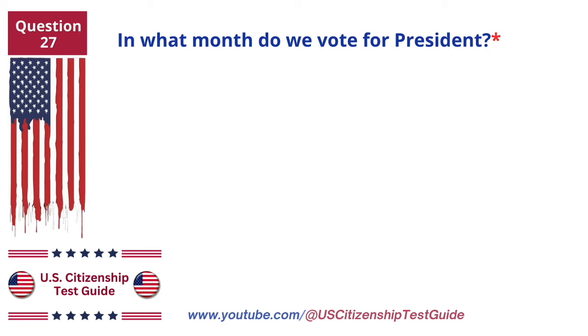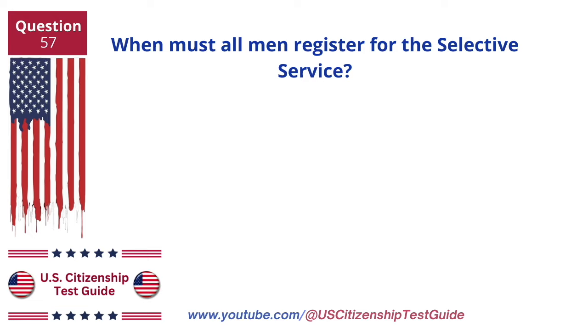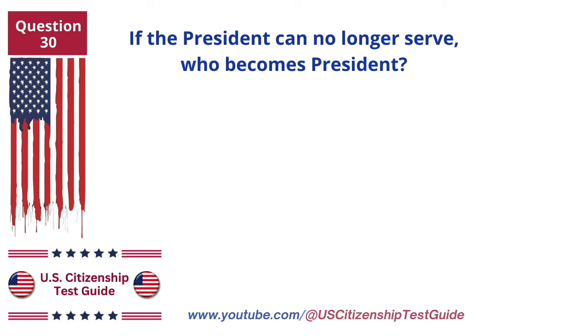In what month do we vote for president? November. When must all men register for the Selective Service? At age 18. If the president can no longer serve, who becomes president? The vice president.